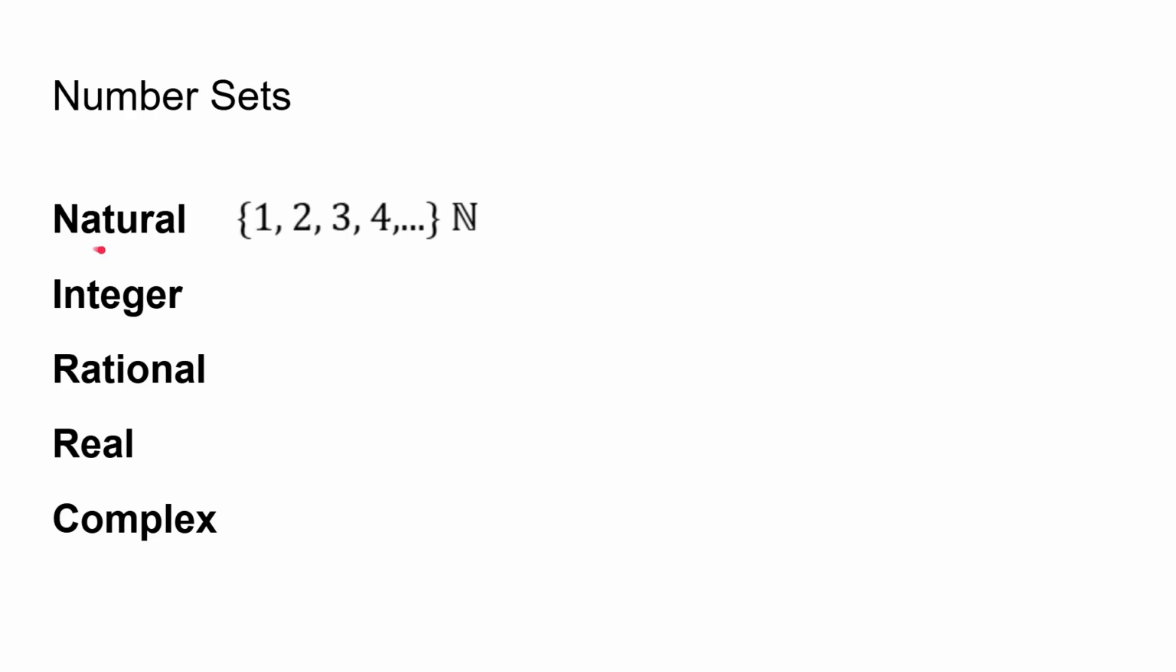So natural numbers are also called counting numbers. So 1, 2, 3, 4, 5, 6, 7, 8 till infinity. The set of all natural numbers can be denoted with this N symbol. Next, integers, which includes all natural numbers. It also includes 0 and all negative whole numbers. Any positive, negative, or 0 whole number is in the set of all integers, and the set of all integers can be represented with this Z symbol.